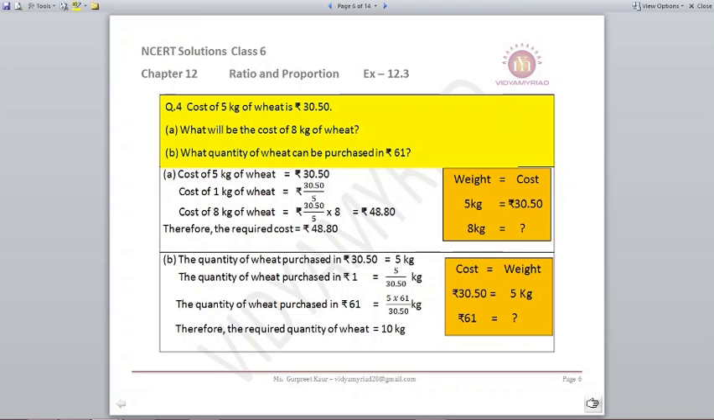Similarly, we have to find out what quantity of wheat can be purchased in rupees 61. Now cost is given to us. We need to find out the weight. That means the two parameters become cost and weight. Cost is rupees 30.50, so weight is 5 kg. So when cost is rupees 61, how much will be the weight? Weight will become 5 divided by 30.50 for 1 rupee and multiplied by 61. Your answer comes out to be 10 kgs.